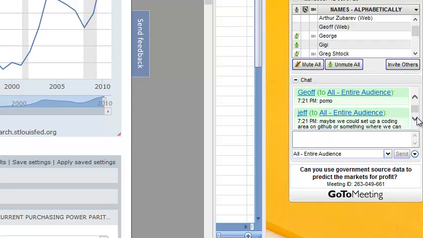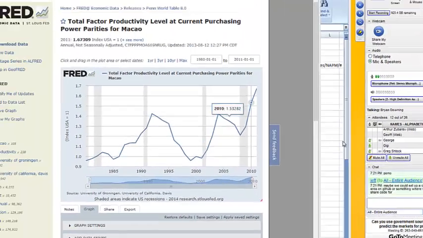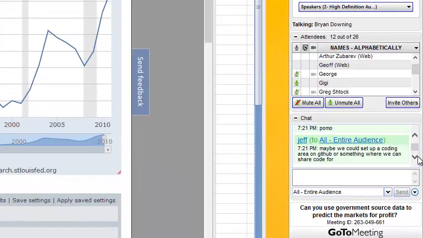Okay, so Jeff asked maybe we could set up a coding area on GitHub or something. Yeah, we could definitely do that, Jeff. I kind of do that already with my stuff on the website. Or we could do it on the meetups. That's definitely a good idea. Has anybody else got any contributions they'd like to share with the group? This is sort of helpful for everybody.